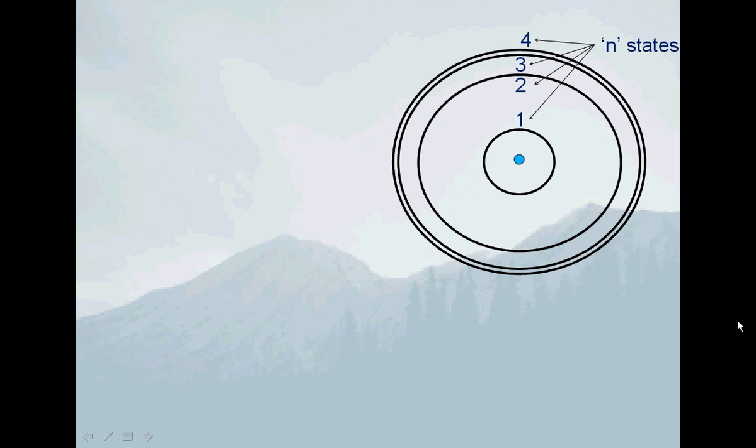So here we're going to talk about the Bohr model of the atom. Now the Bohr model of the atom, shown here, has one proton, and our one electron can be in any number of possible n states. So it can be in the n equal 1 state, or the n equal 2 state, or 3, or 4, or 5.